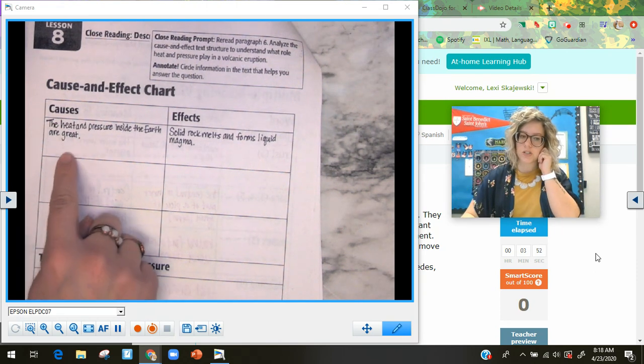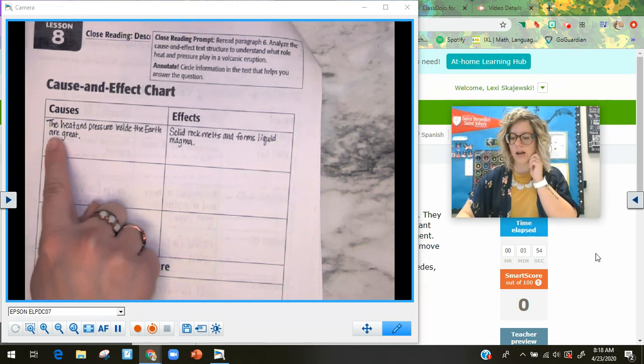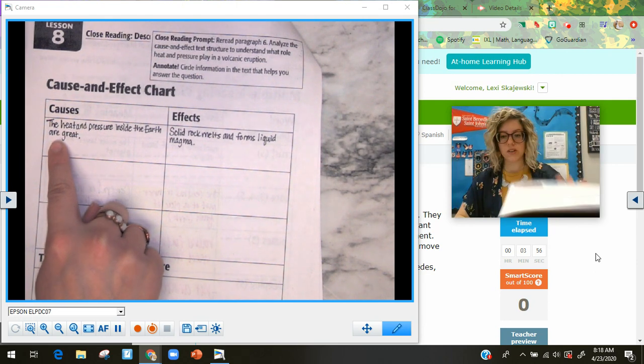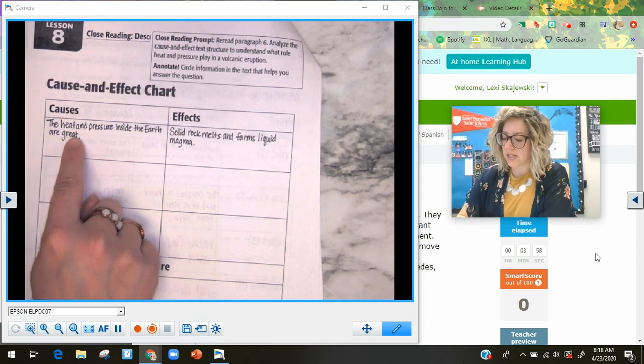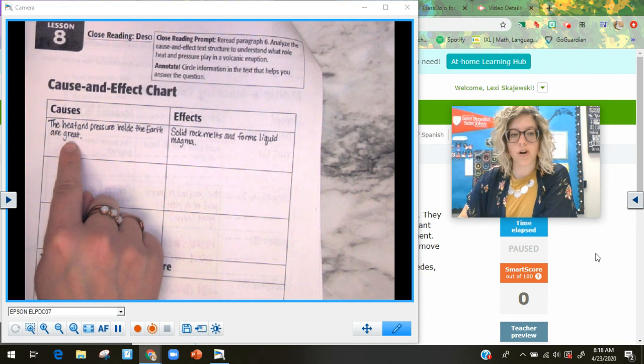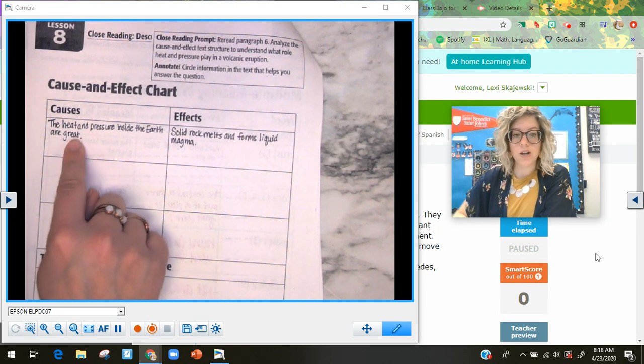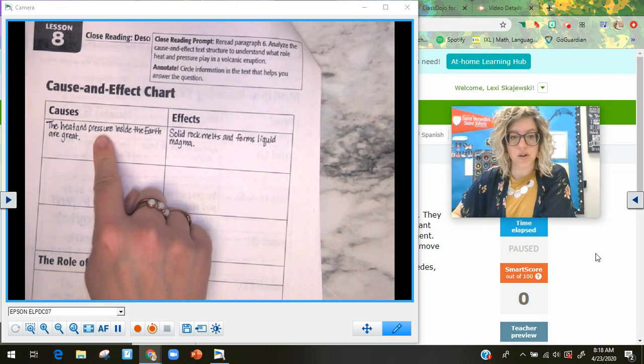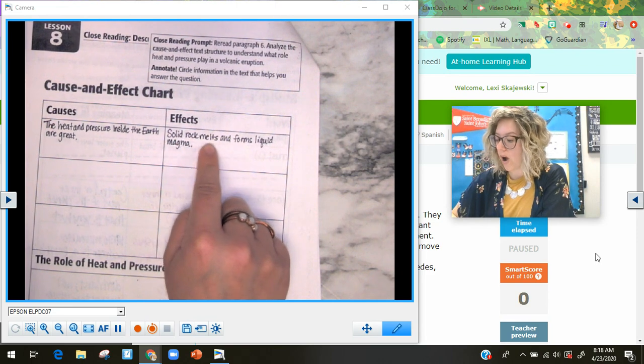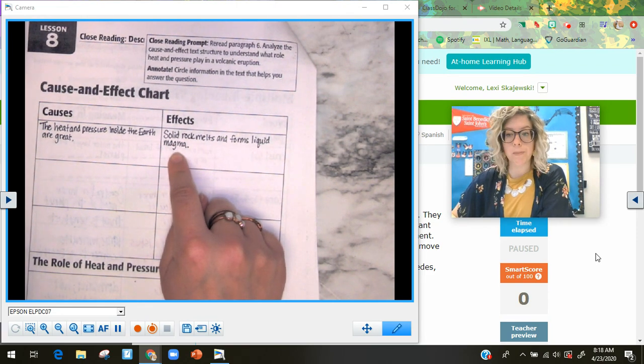Okay, so here's one that's already done for you. The cause. Okay, one of the causes in paragraph 6 is the heat and pressure inside the earth are great. Okay, that's what's going on. So now what happens as a result of this? Well, solid rock melts and forms liquid magma.